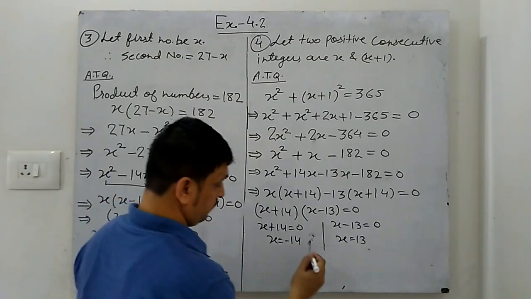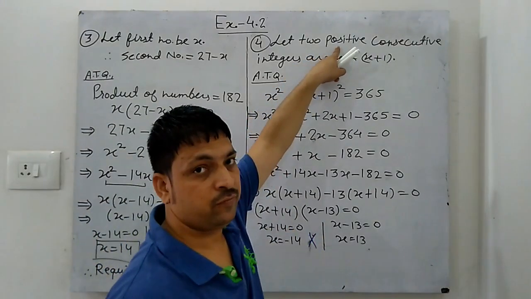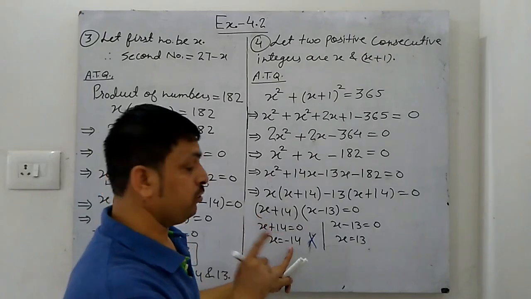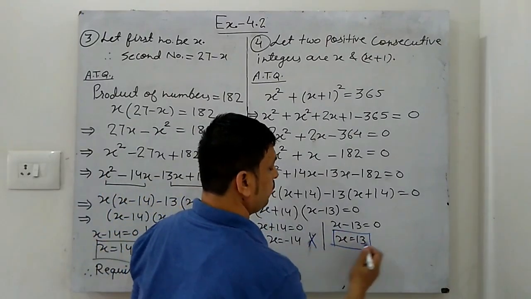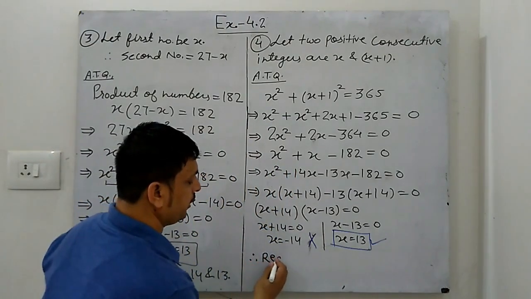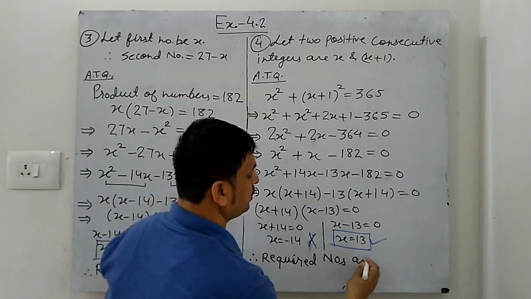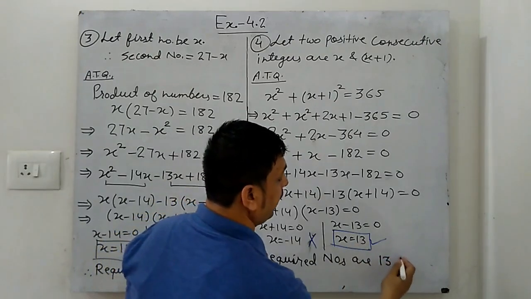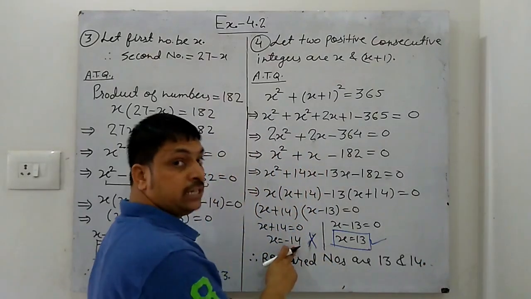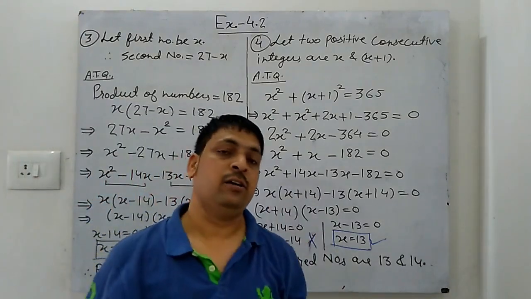Students, we will not take this minus 14. Reason? Because x was positive. Clear? It should be positive integers. We cannot take negative in this particular question. So we will take x equal to 13. So the required numbers are 13 and the next was x plus 1, that means 14. We are not taking minus 14, keep in mind this. Is it clear? So we are done with question number 3 and 4. Clear?